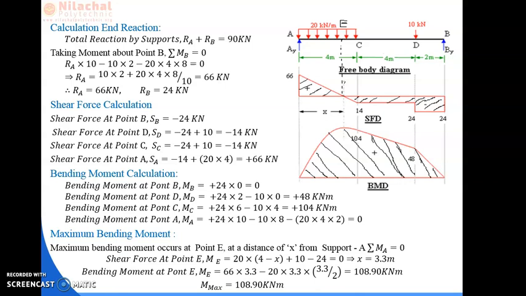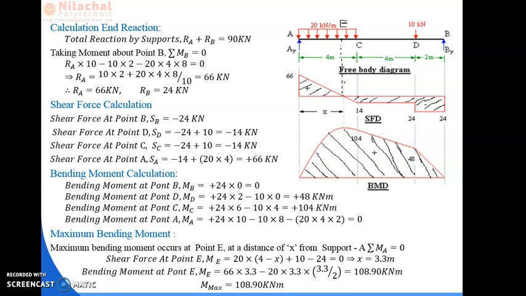There is a simply supported beam. As shown in the figure, we have supports A and B. Two loads are applied: a UDL from the left end A to C, and another is a point load at point D.